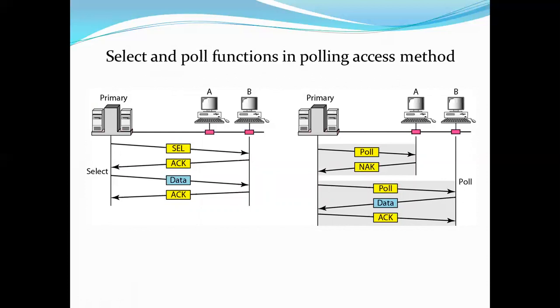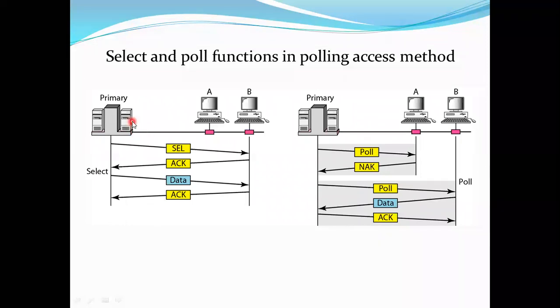Okay. So if you look into this particular figure here, how many stations are there? There are 2 stations in this case. This is a primary. Here also there are 2 stations, right?